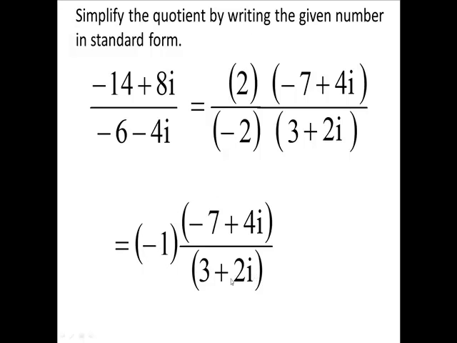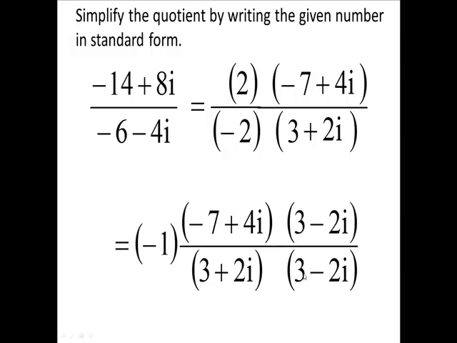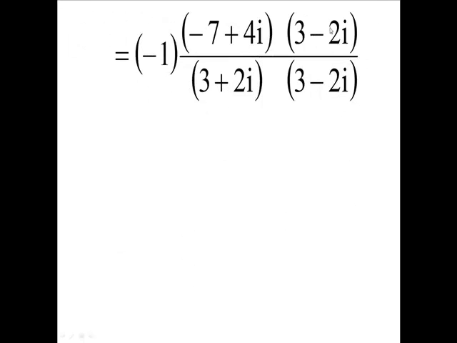Now, if we're going to rationalize the denominator, then I want the conjugate of 3 plus 2i. What is the conjugate of 3 plus 2i? It's 3 minus 2i. So we're going to multiply negative 7 times 3, and then we're going to FOIL these two. Let's just do it one term at a time. The first term is negative 7 times 3.